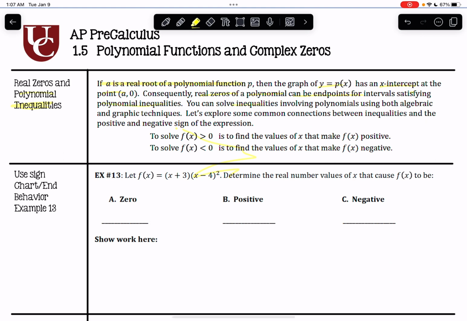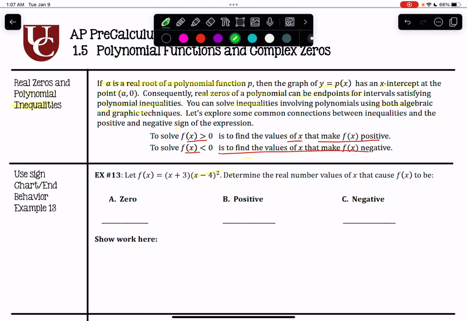So you solve the inequalities using both algebraic and graphic techniques, and we're going to do the ones that aren't graphing, because you know how to graph and look for things that are less than or equal to. So to solve for y greater than 0, we find all the values of x that make the function positive, and for y less than 0, that make it negative, which is very obvious. So how we're going to do this is use end behavior to determine what's happening to the polynomial around its zeros.